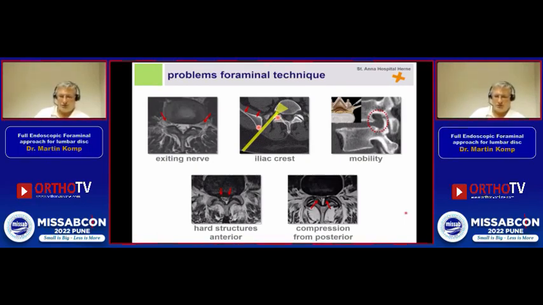We have to respect the exiting nerve root, especially when we're talking about, for example, endoscopic assisted fusion. We have to respect the anatomy. We have to look for the iliac crest, especially at lower lumbar levels. We are limited in mobility. We can gain mobility by using the drills, but this is also limited. We have no possibility to do a good anterior decompression when we have hard structures, osteophytes, beside the disc level, and we have no possibility to decompress structures from the posterior aspect.